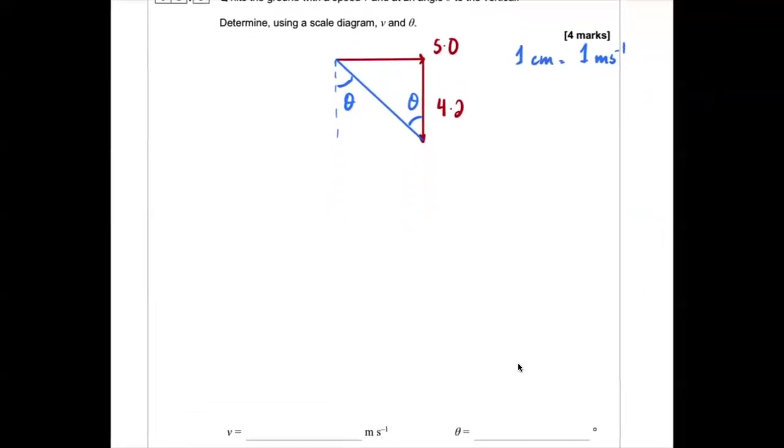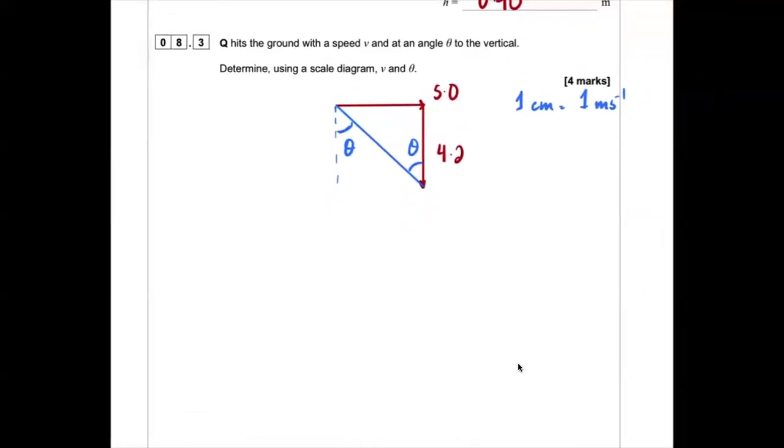If it was not a scale drawing question, then it's also really easy because it's just Pythagoras. The answer should be, because I don't have a scale to use here, let me just do this anyway: the square root of 5 squared plus 4.2 squared, which turns out to be 6.52.